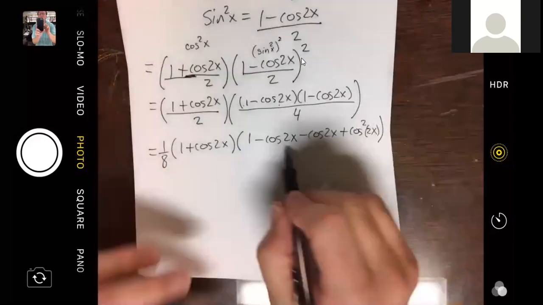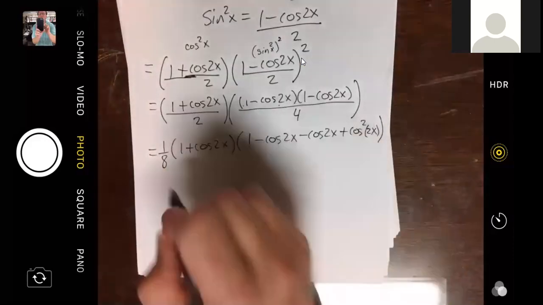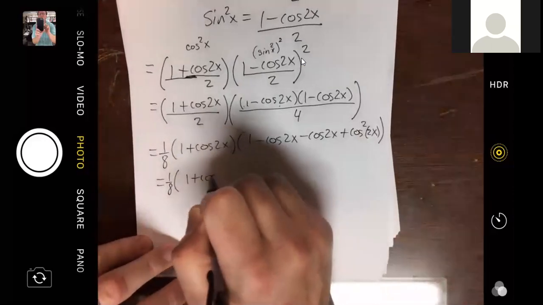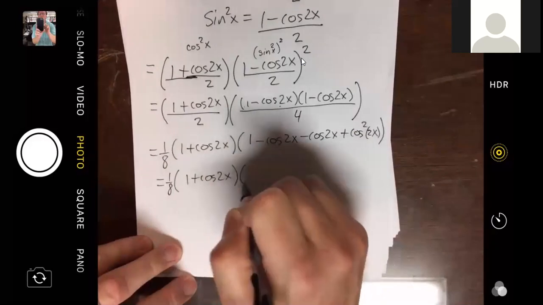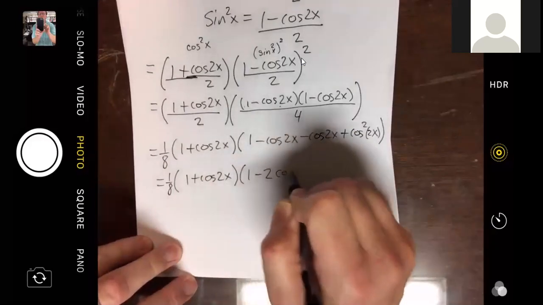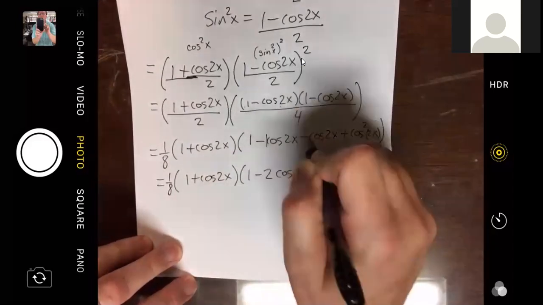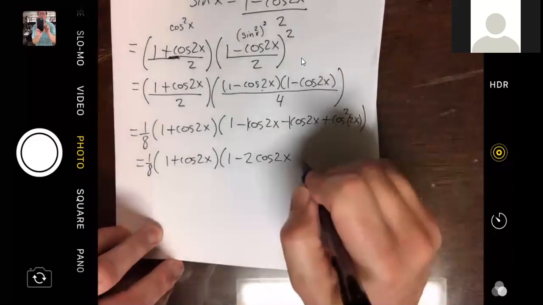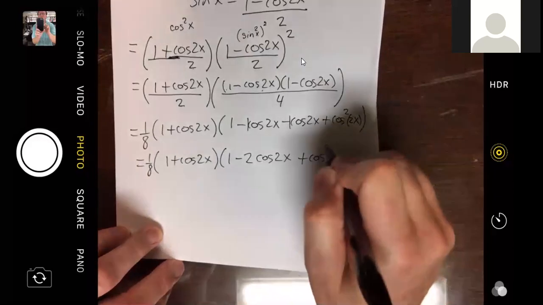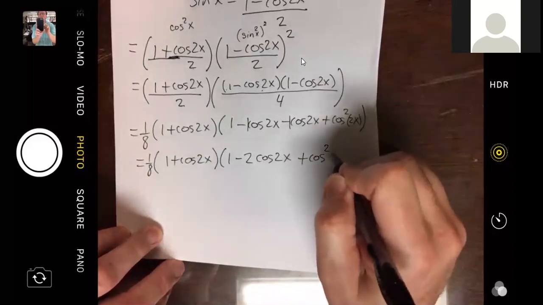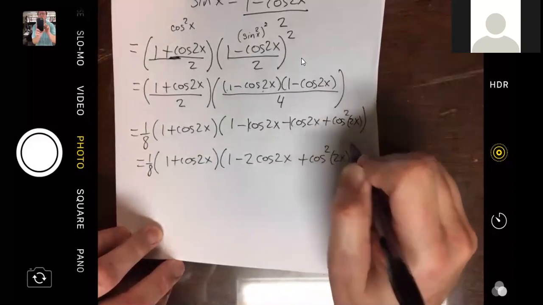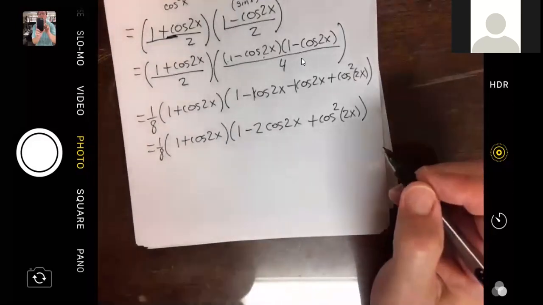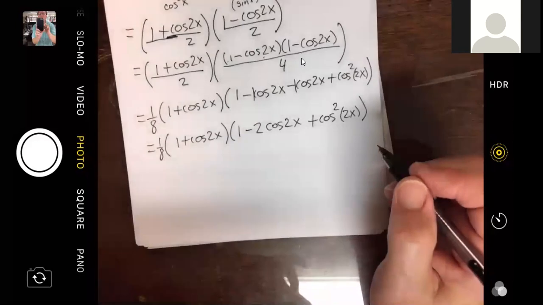Are we ready to combine like terms? Yeah. 1 plus cosine of 2x, 1 minus 2 cosine of 2x. See, one of these minus one of them, minus 2 of them. Plus cosine squared of 2x. All right.